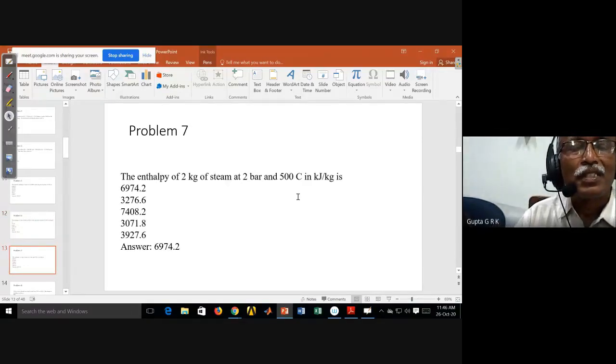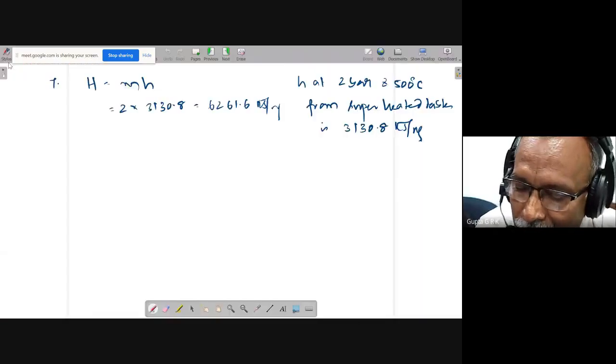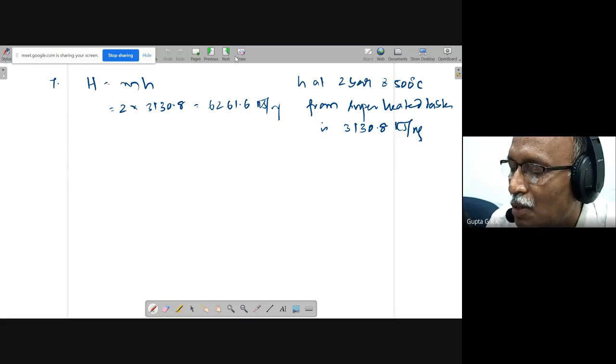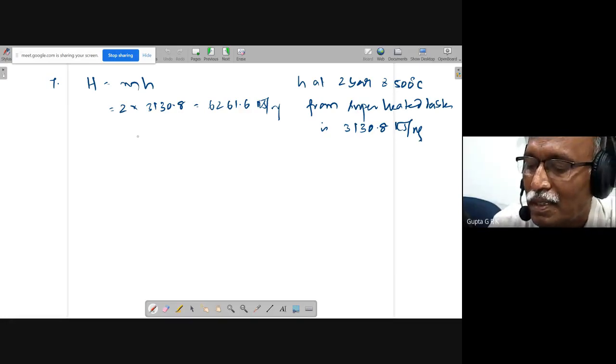Okay, again, this also in the same way. I think there are many problems given like that. So the enthalpy of 2 kg of steam at 2 bar and 500 degrees centigrade in kilojoule per kg is given. In the superheated tables at 2 bar and 500 degrees centigrade, you have to see what the enthalpy is. Into 2, you will get the enthalpy. So 2 into 3130.8, you will get this.